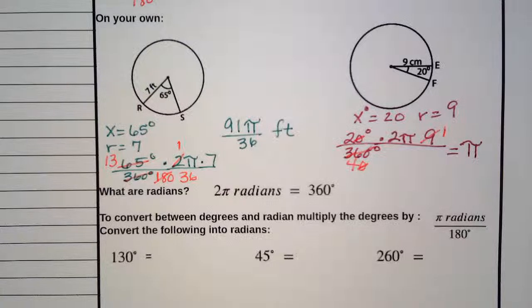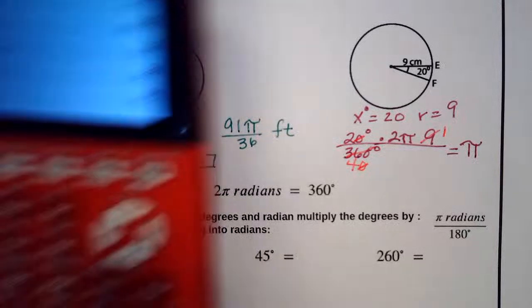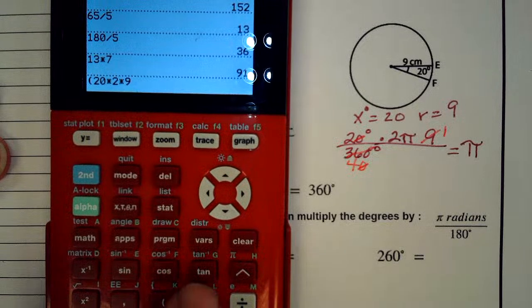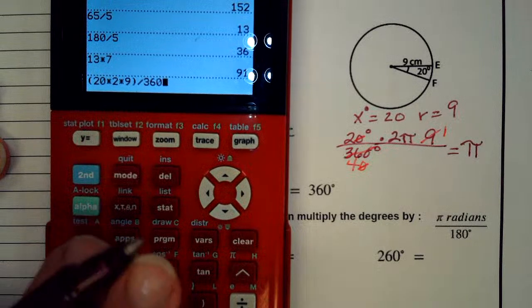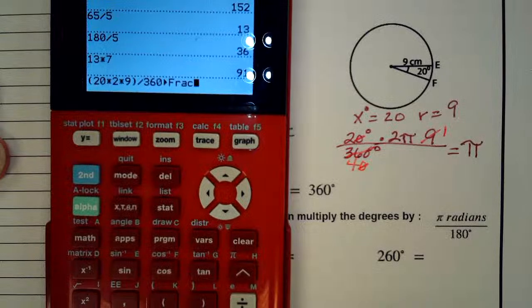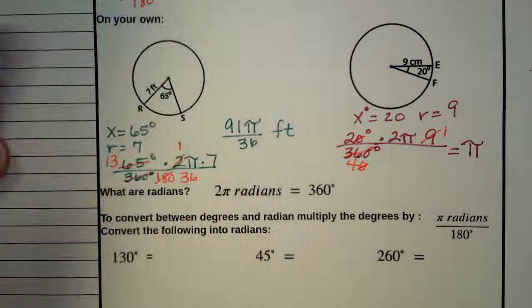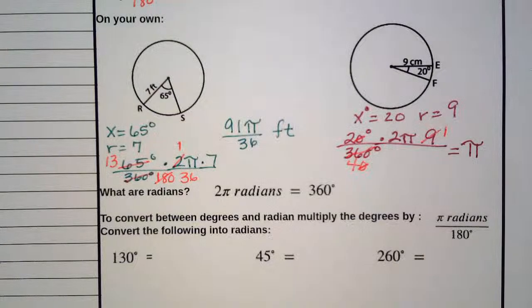Now, if I am not sure, I can always put everything in my calculator using my parentheses. So this will be 20 times 2 times 9, close it off, divided by 360. I'm going to hit my math button, hit enter and enter again, and I end up with 1. So it's simply pi, and that will be centimeters.